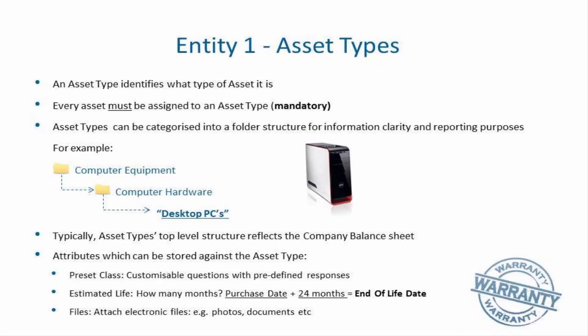The first entity we'll be looking at is asset types. An asset type identifies what type of asset it is. Every asset must be assigned to an asset type, and they're usually organized into a structure for information clarity and reporting purposes. The asset type structure can also reflect a company's balance sheet records.